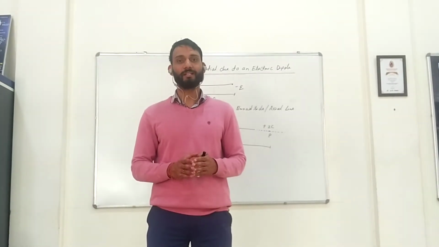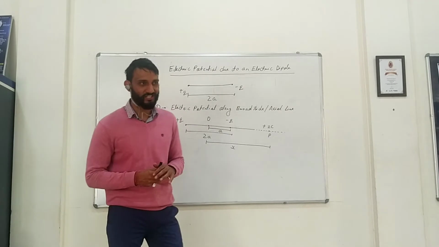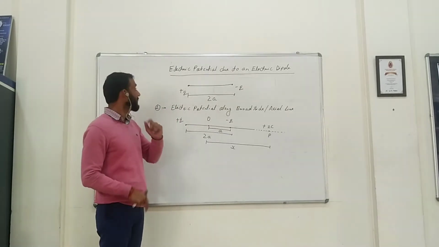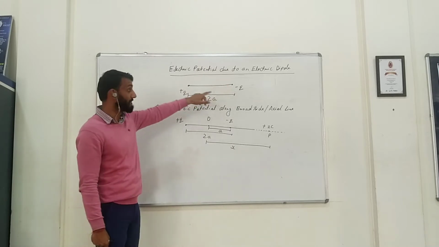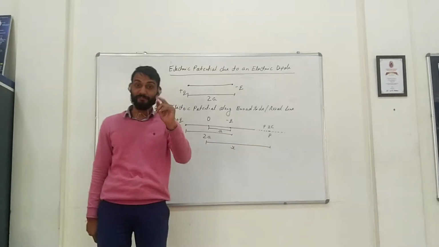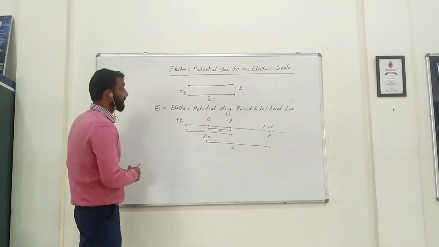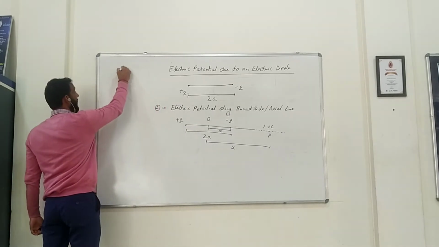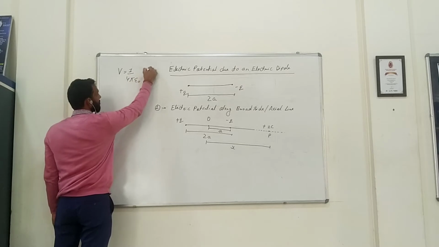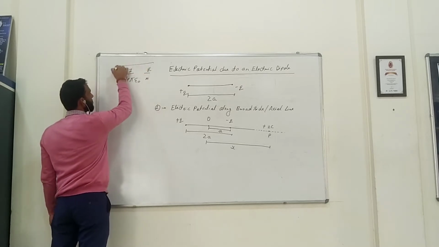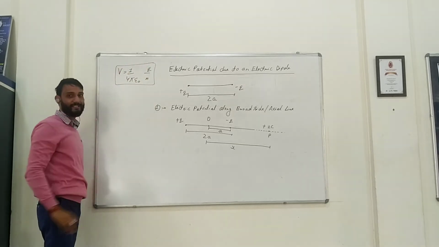Today we'll do another topic of the chapter electric potential, and today our topic is to calculate electric potential due to an electric dipole. If you remember, we did the same thing with the electric field also. So electric potential due to a single charge is given by 1 upon 4 pi epsilon naught q upon r. So this is the electric potential due to a single charge.